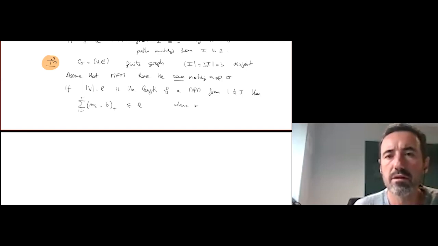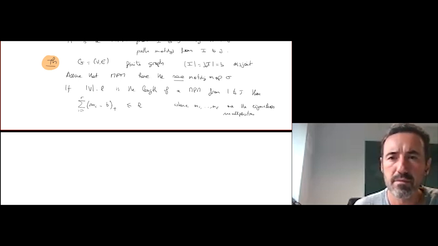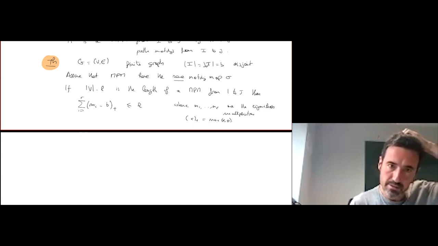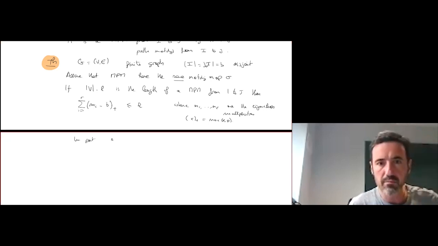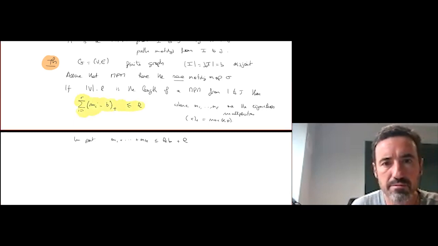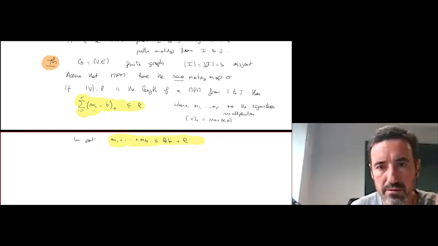Where M1 to Mr are the eigenvalue multiplicities. Okay, so you have r distinct eigenvalues, and x plus is simply the maximum, the positive part. So in particular, for any k, if you sum k multiplicities, this will be less than kb plus L. Okay, so formally it's the same inequalities as for the monotone labeling, but with a slightly different concept.